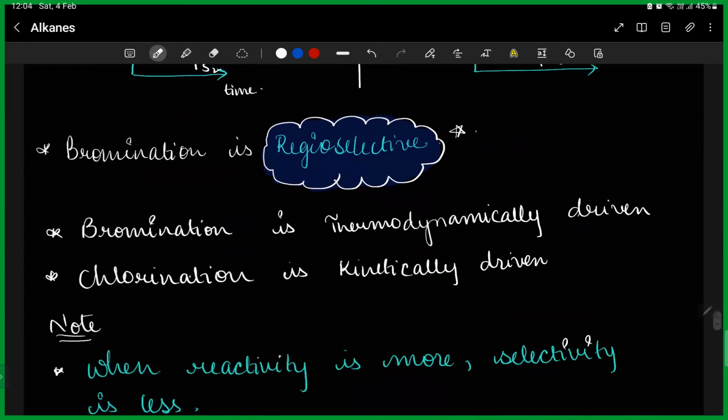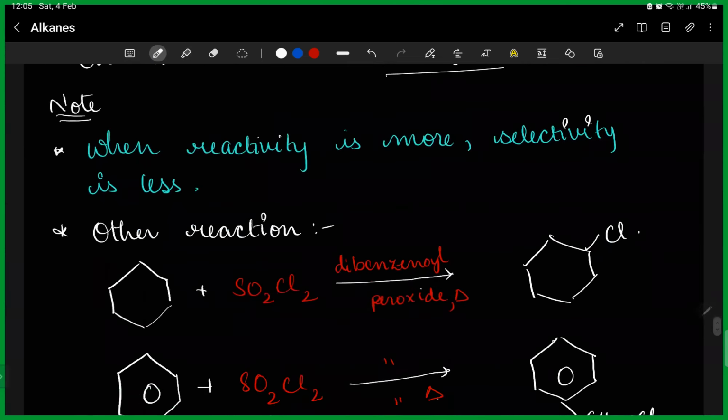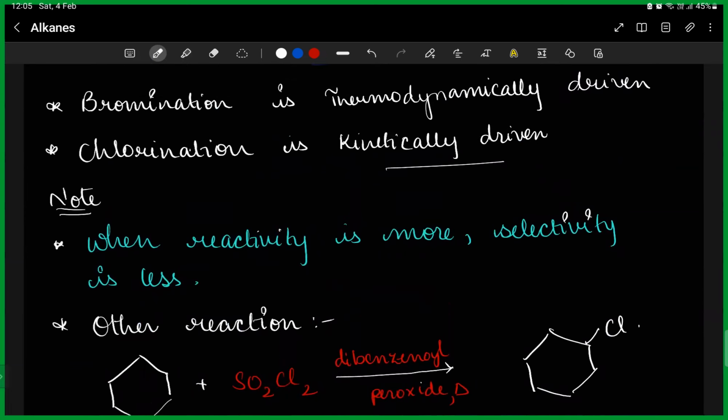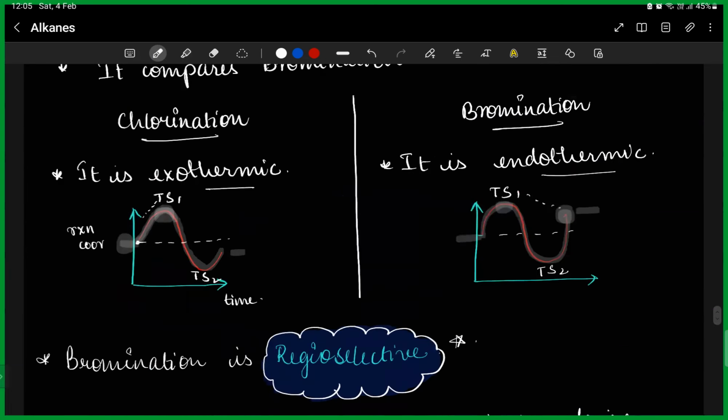Because bromination is thermodynamically driven and chlorination is kinetically driven. And when reactivity is more, selectivity is less. Chlorination reactivity is more. It is exothermic. It wants to react fast. So that is why it is not selecting. It wants to react somehow.